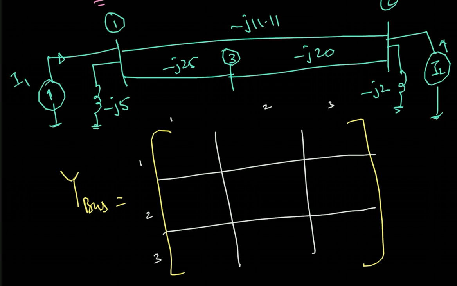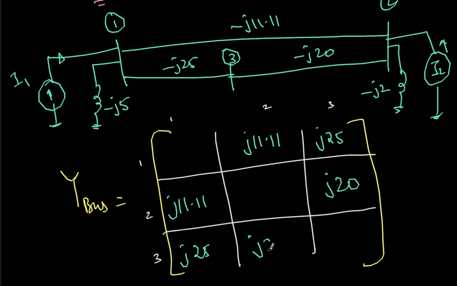Let's look at the off diagonal elements. Between 1 and 2 is minus J11.11, so it will become minus of that, J11.11. Between 1 and 3 is minus J25, so it will become J25. These two I'll copy here, J11.11 and J25. Now look at the second row. 2, 3 is the off diagonal element. Between 2 and 3, minus J20 is there, so it becomes J20.